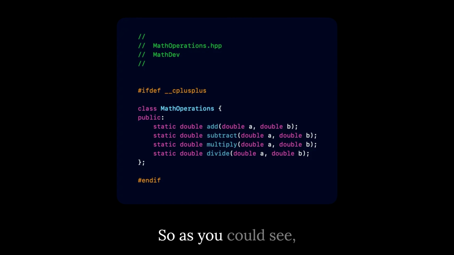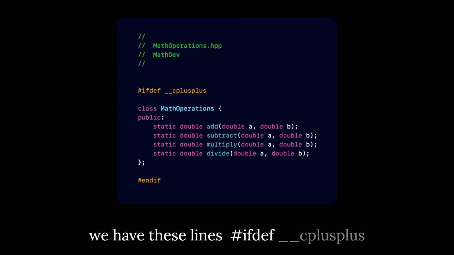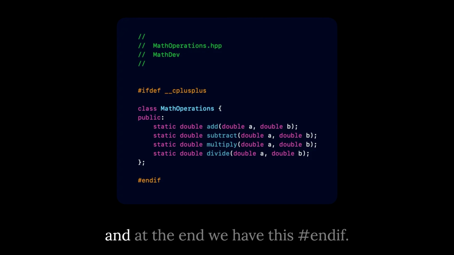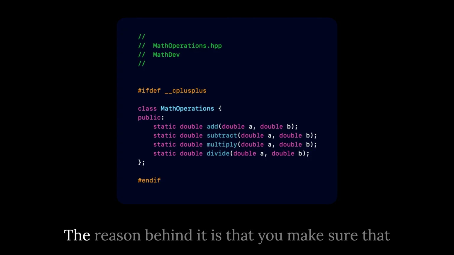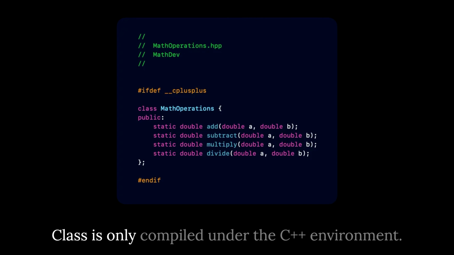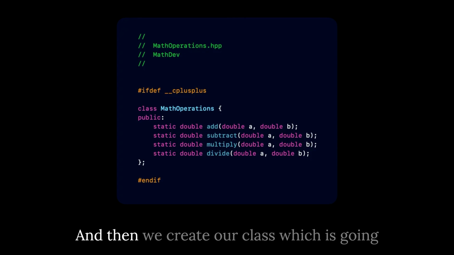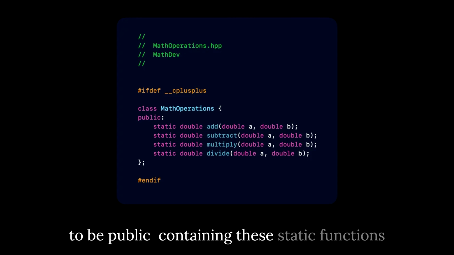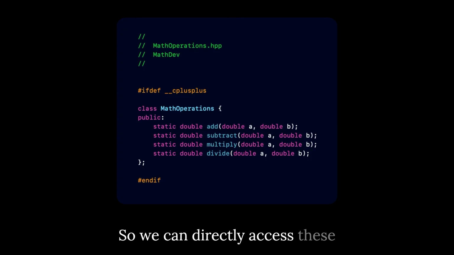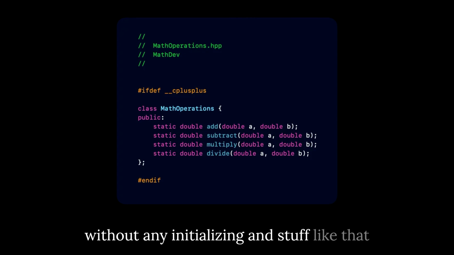Let's continue with implementations. As you can see, we have these lines: hash if def C++, and at the end we have this end if. The reason behind that is that we make sure that the class is only compiled under the C++ environment. And then we create our class, which is going to be public, containing these static functions. So we can directly access these functions from our bridging layer without any initializing and stuff like that.